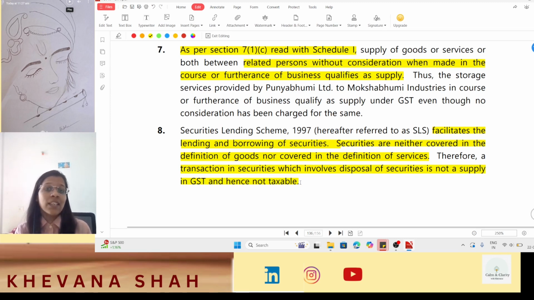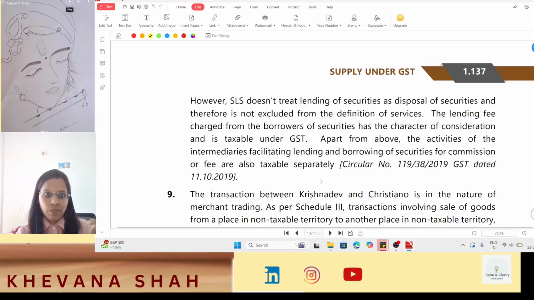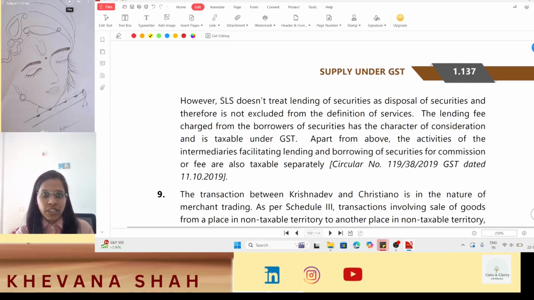Since securities are out of the definition of supply, it is not a good nor a service. So on sale of securities, supply will not be invoked and so GST will not be leviable. But SLS doesn't treat lending of securities as disposal of securities and therefore it is not excluded from the definition of services. The lending fee charged from the borrowers of securities has the character of consideration. So whatever lending fees you are providing for these services, they will fall under the definition of supply of services and it will be chargeable under GST.